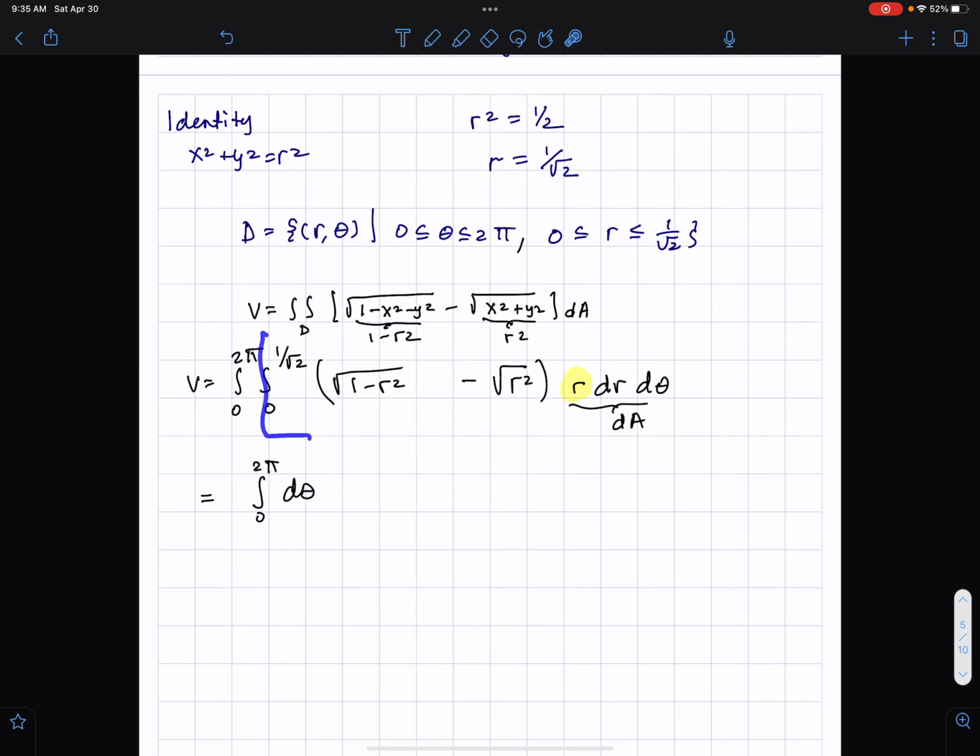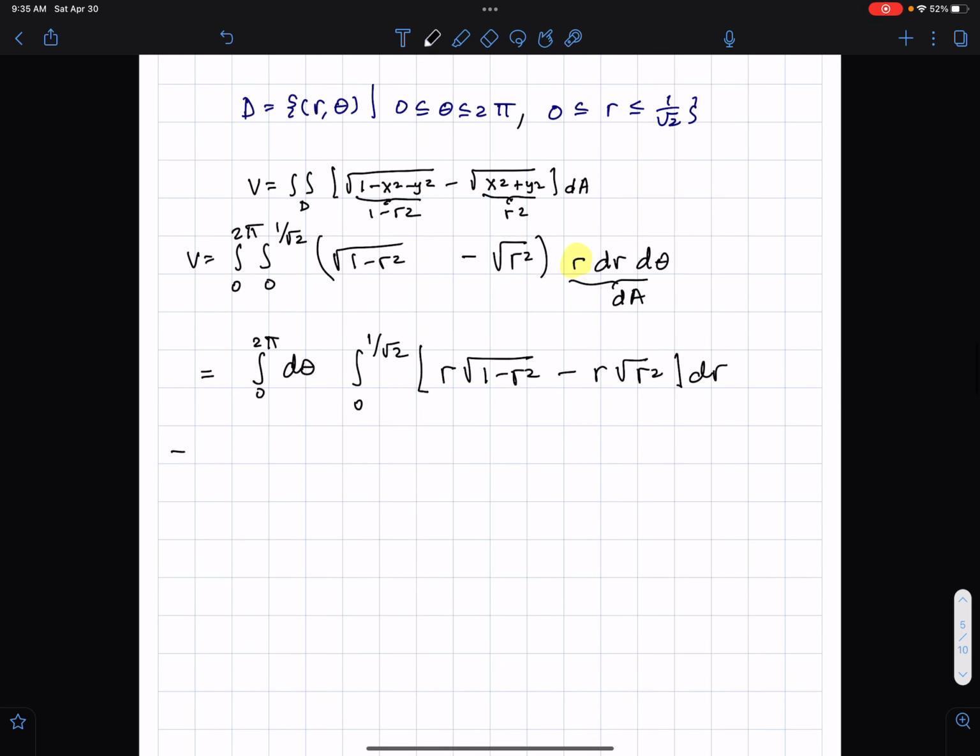This is going to be some number, I'll determine that later, inside the integral d theta. So I can just take that number out and I'll integrate that separately. So I'm going to calculate that. That's an easy one. And then I'm going to multiply r throughout here: r radical 1 minus r squared minus r times radical r squared dr.